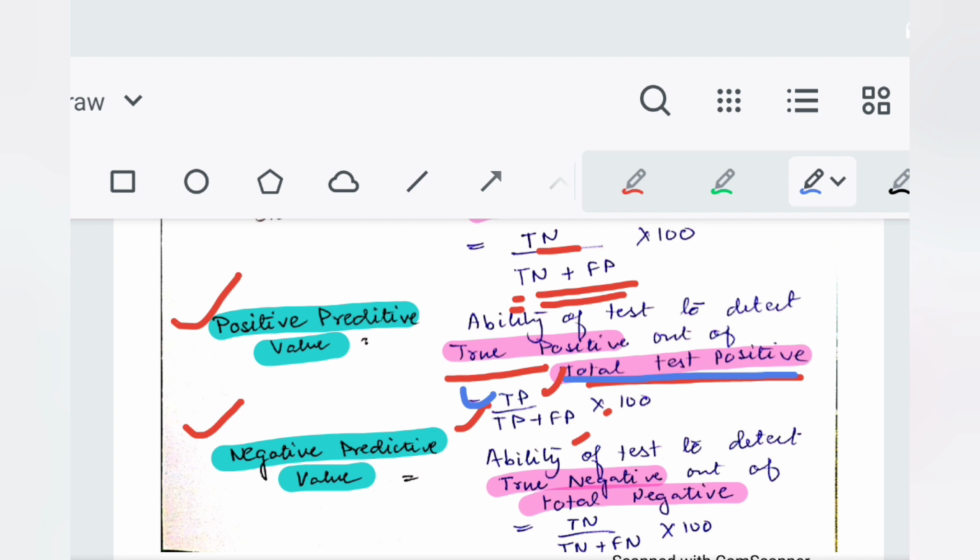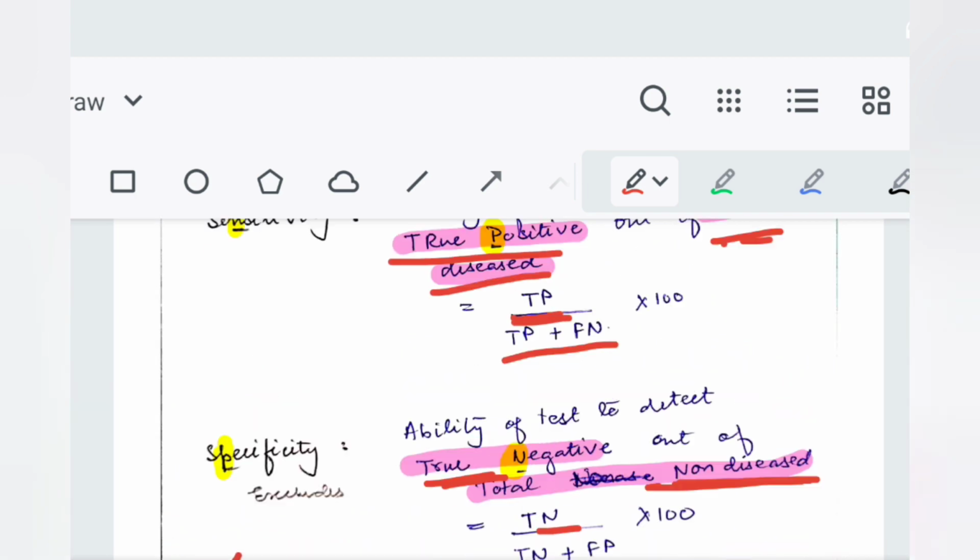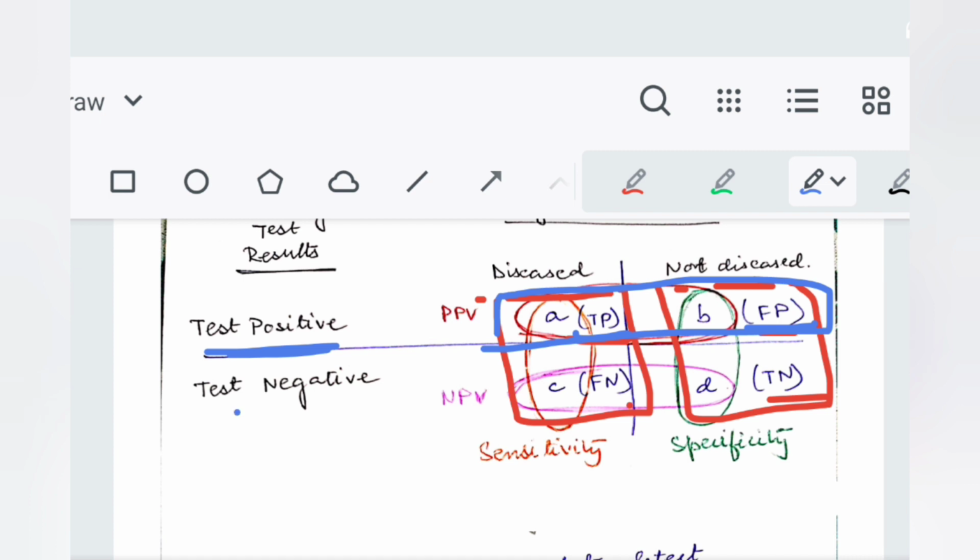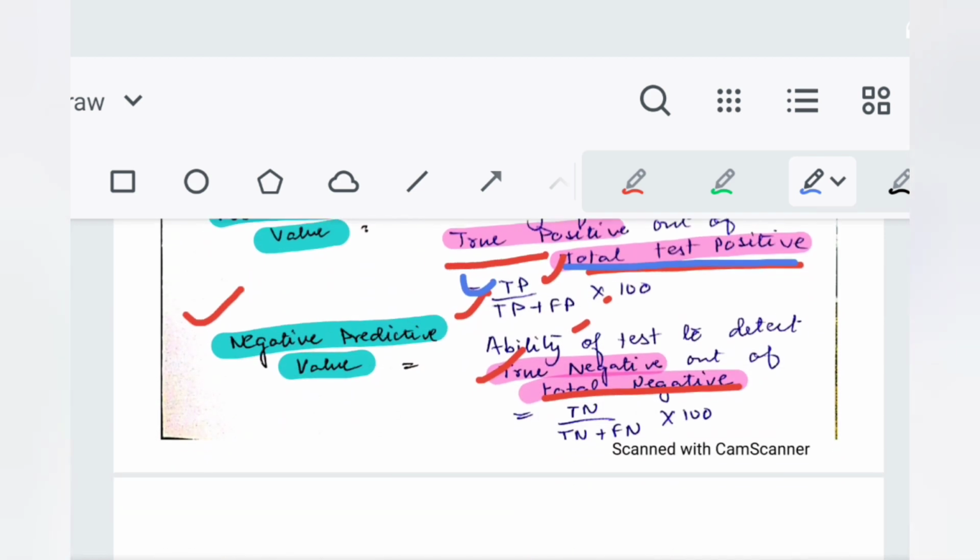Now what is negative predictive value? That is our true negative out of total test negative, right? So this was our test negative, that is false negative and true negative. So true negative out of total true negative plus false negative is our negative predictive value, right?